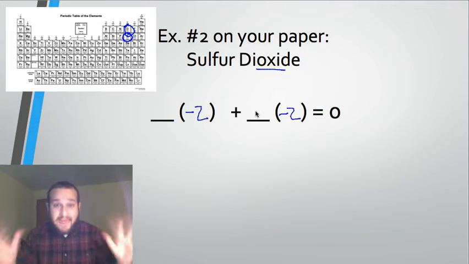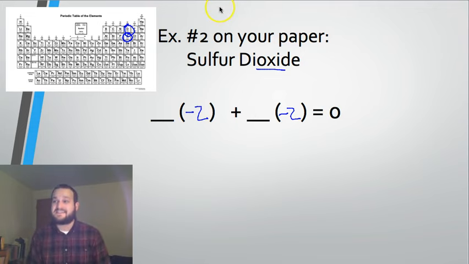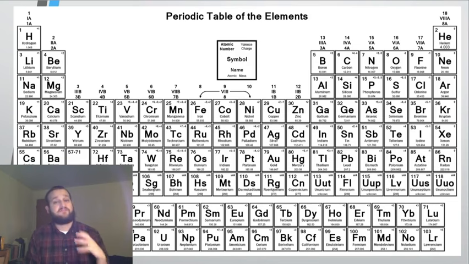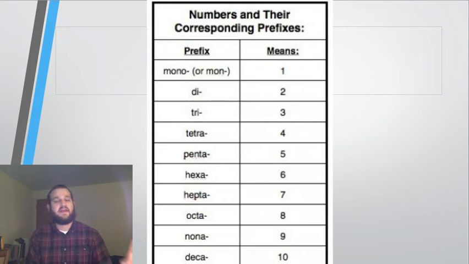There is no metal here, which means we do not use the stock system at all here. Instead, what we do is we use a different system. So anytime we have two elements that are not on the metal side of the periodic table, we use prefixes. We totally ignore that stock system thing, and then we use these prefixes.